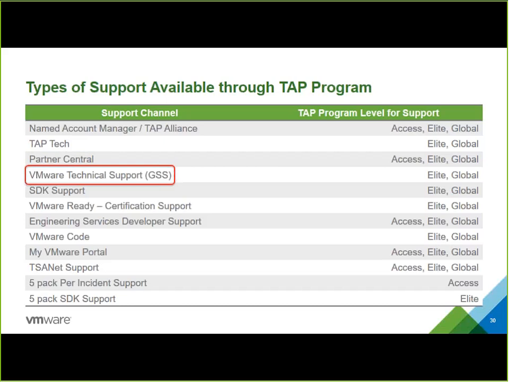VMware Technical Support, or GSS support. TAP Elite and Global members can get support for TAP NFR license bundles. You're provided 1-year basic support on your TAP NFR license keys. This support is for VMware product support only. If you require additional support from VMware, you will be able to pay for this service.